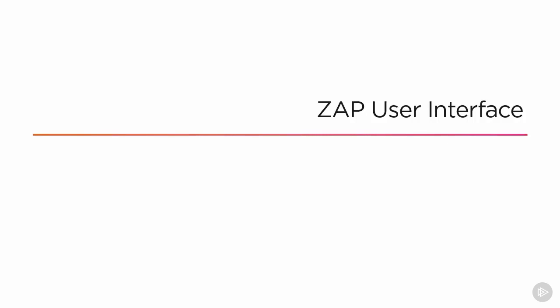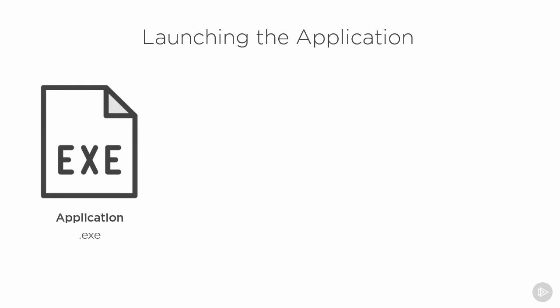Let's take a look at the different ways to start ZAP, the Zed Attack Proxy, in the user interface of the tool. You are given multiple ways to start the software. First, through a standard executable, which is pretty straightforward. I'm pretty sure everyone watching this has seen this before, so no surprise here.